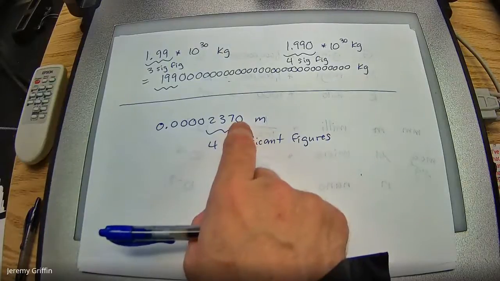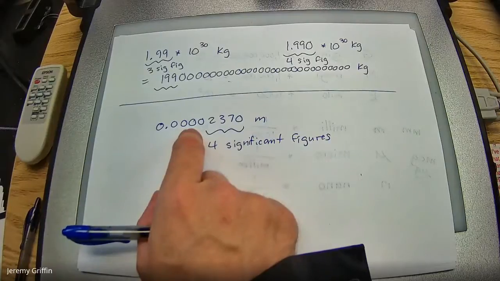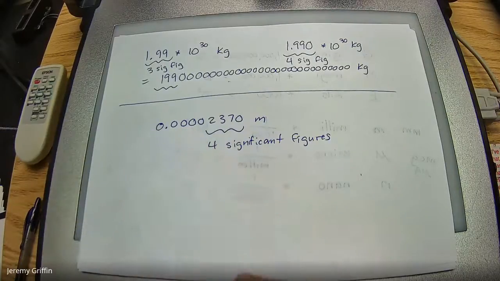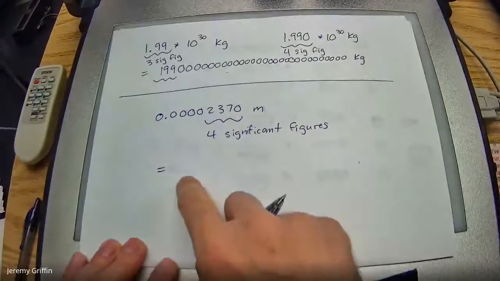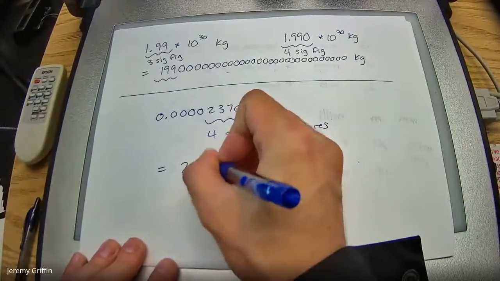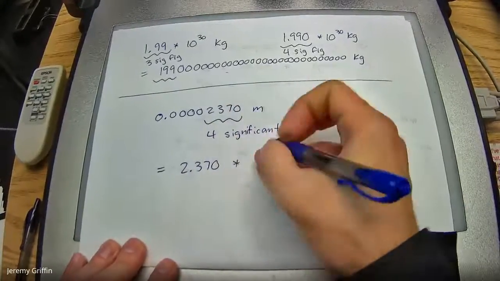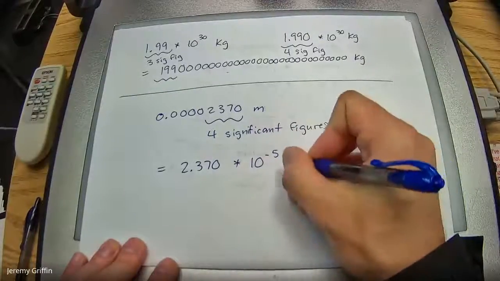Okay. Maybe I have some equipment where I can actually measure that. But these zeros here, now these are placeholders. They're just on the opposite side. They're just saying the decimal place is part left. Okay. So if you wrote this in terms of proper scientific notation, how would you do that? Exactly. 2.370 times 10 to the minus 5 meters.